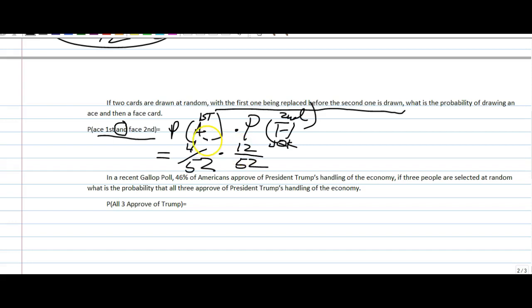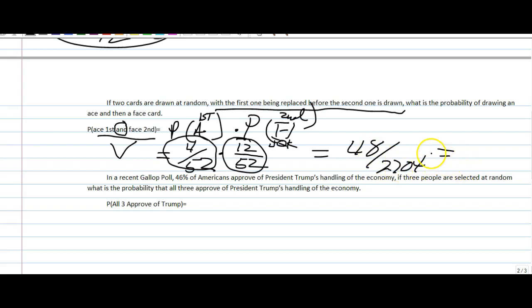So these 2 events here are independent. So if I want to know the probability that they both occur in that particular order, I multiply their separate probabilities. So 4 times 12 is 48, and 52 times 52 is 2,704. And if I divide 48 by 2,704, that's approximately equal to 0.018.